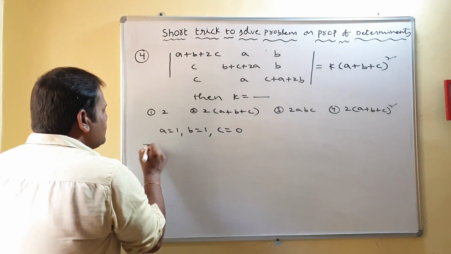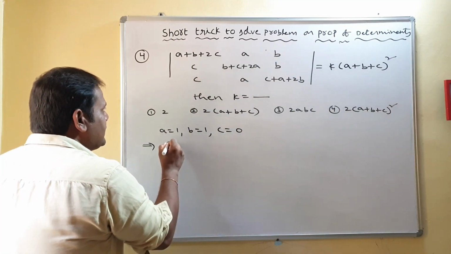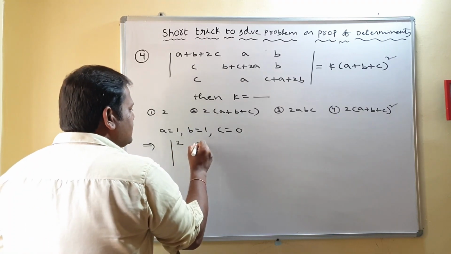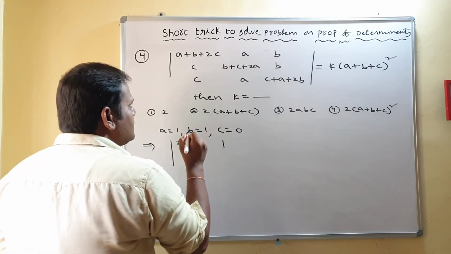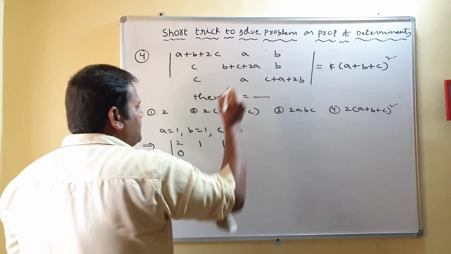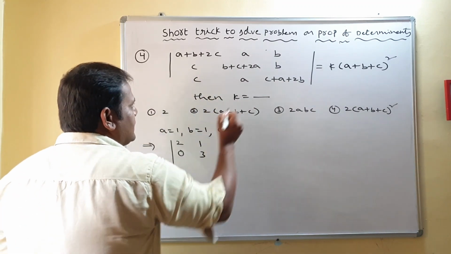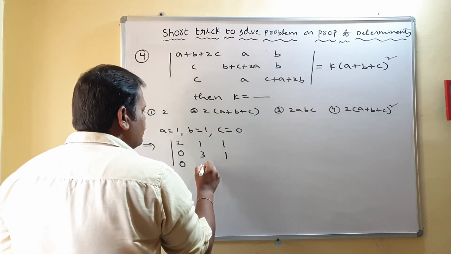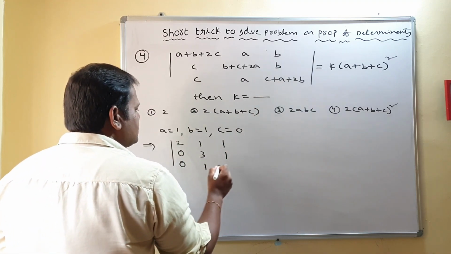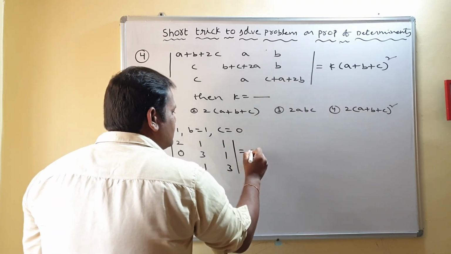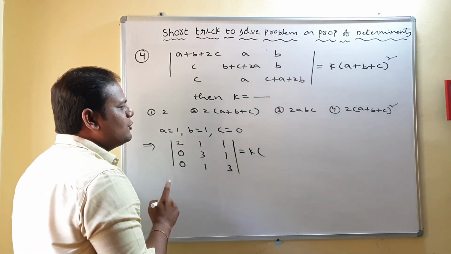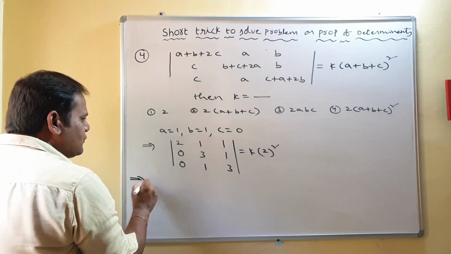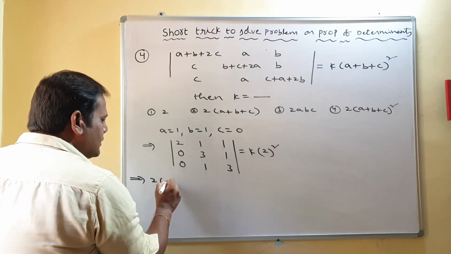So here you see, put the values in that equation. Then we get det of A plus B plus 2C, so it becomes 2, and A is 1, B is 1, C is 0, B plus C plus 2A, so it becomes 3, and B is 1, C is 0, A is 1, C plus A plus 2B, so it becomes 3, is equal to K into A plus B plus C whole square. So that becomes 2 square. So simplify this. It is what? 2 into 9 minus 1, 8.